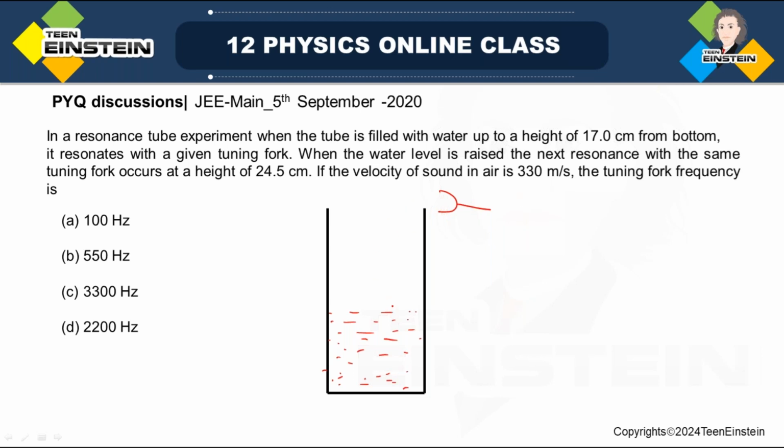You have to look for the resonance to occur, or the highest intensity of sound you should hear. That is the resonance. So suppose this tuning fork is given to you, but its frequency is unknown. So how to find out the frequency of this unknown tuning fork? Using this resonance tube experiment.